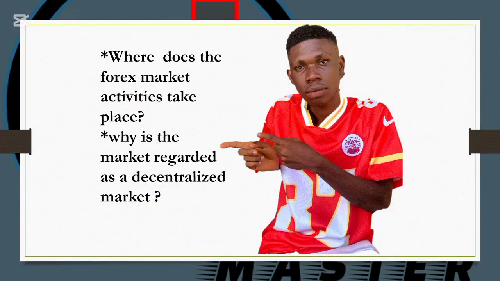So where does the forex market activity take place? It takes place in an online space, you understand, through the interbank network connection. All the banks of different countries come together to buy and sell currencies there. So it is the market of the banks. You understand?